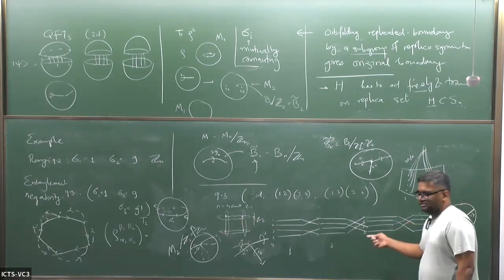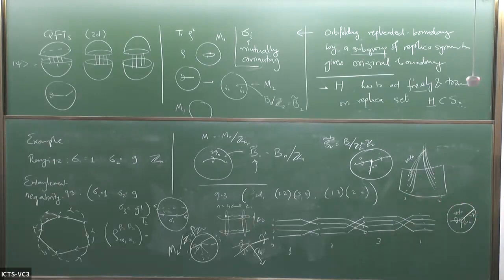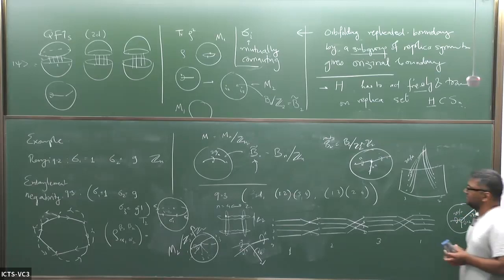I'll just go ahead and describe what happens. Here you get this conical angle of 2 pi by n. Here you get 2 pi by n and 2 pi by n. Now, more generally, what will happen is the following.